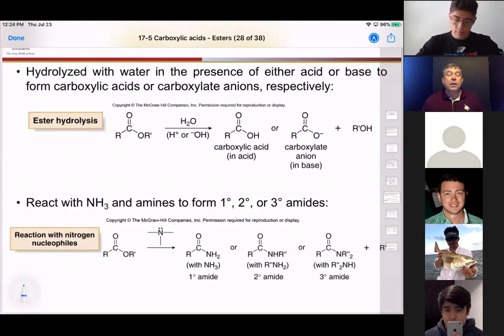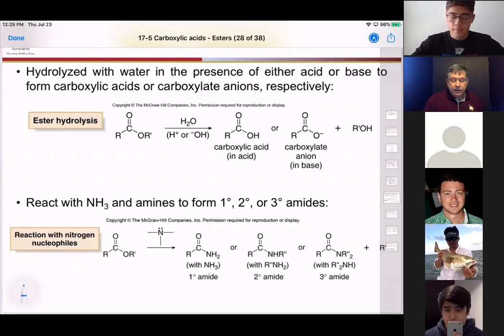Okay. So now let's say, in that case, we're using a base. We're using a base to come in and act as the nucleophile to cleave off that ester, to cleave off that alcohol here. Well, the other reaction we can do is using amines as bases. It will also displace that alcohol.